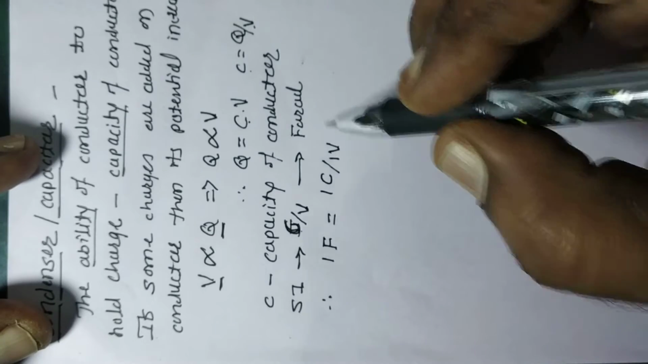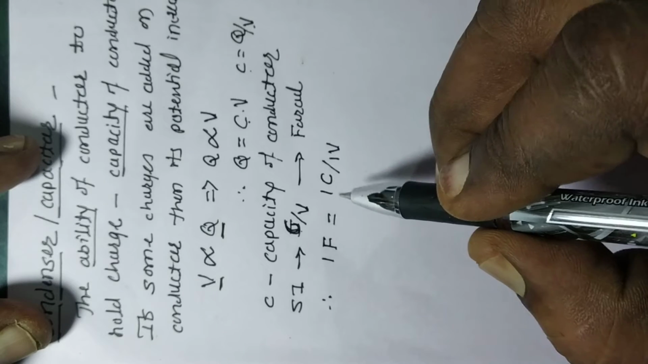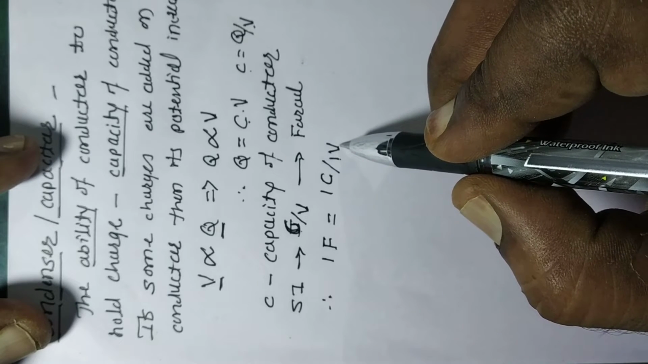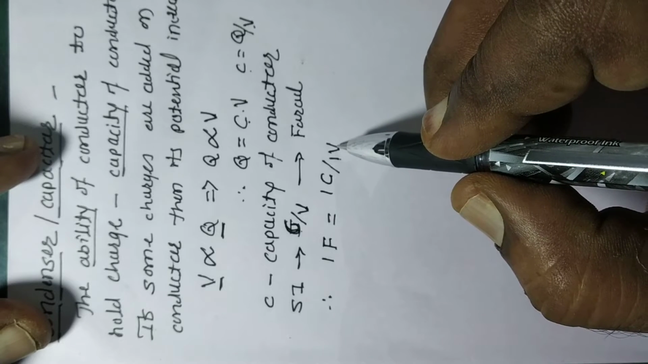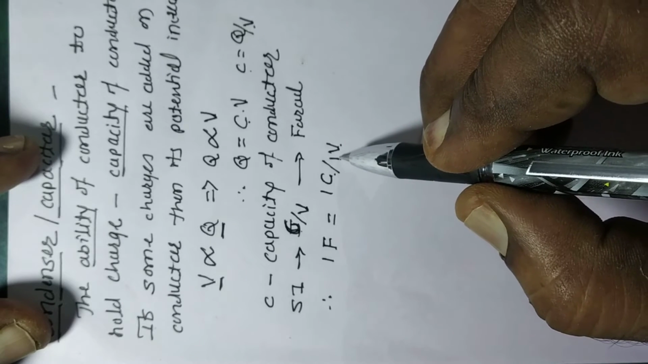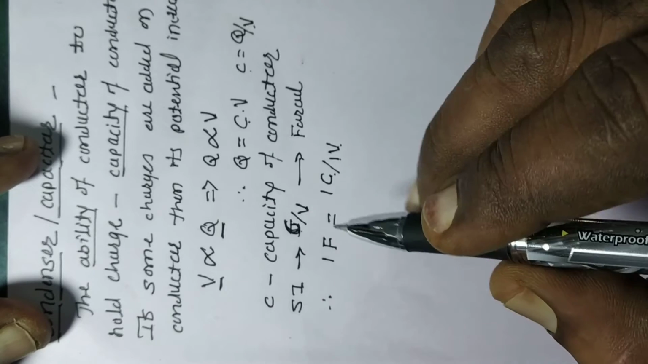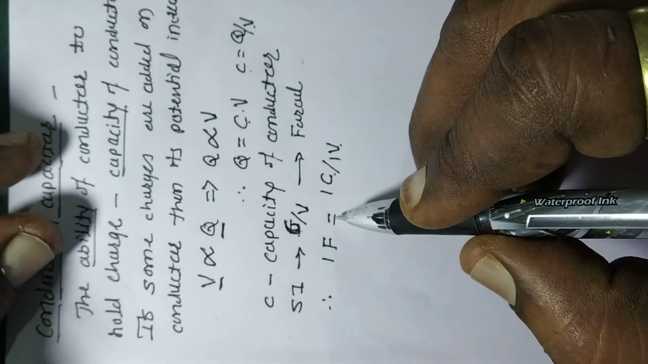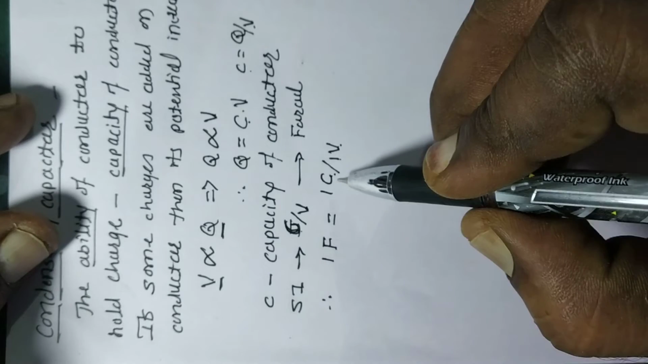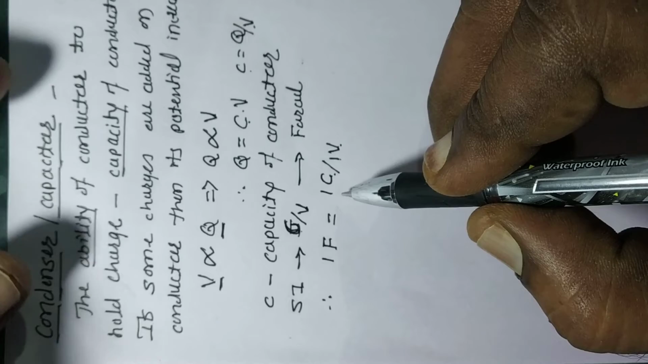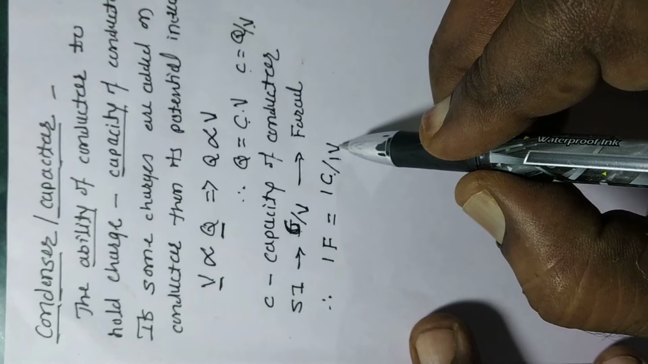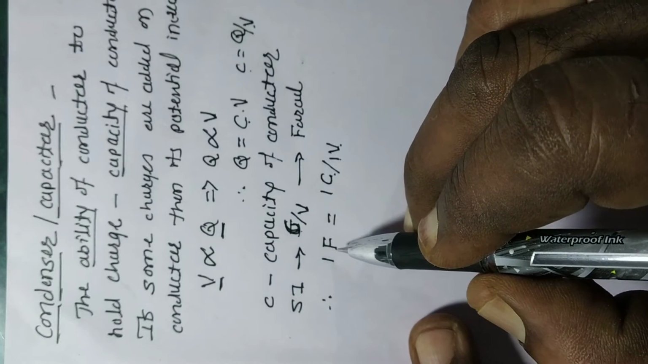But convenient SI unit of capacity is farad, and therefore 1 farad is equal to 1 coulomb divided by 1 volt. Means if 1 coulomb charge is required to increase potential of conductor by 1 volt, then capacity of that conductor is called 1 farad capacity.